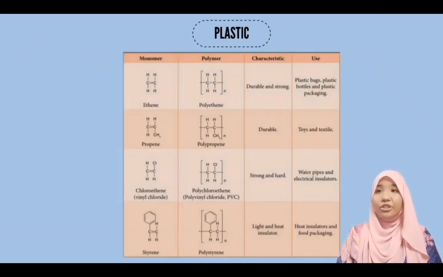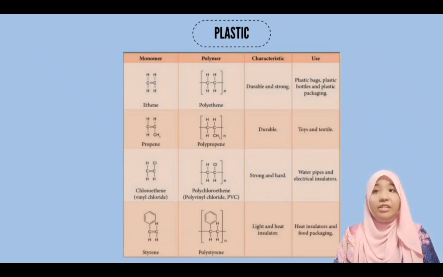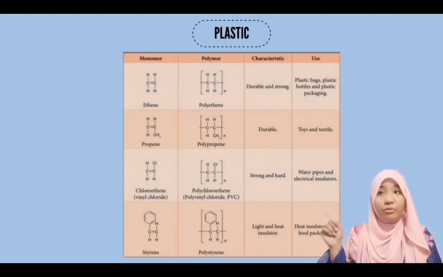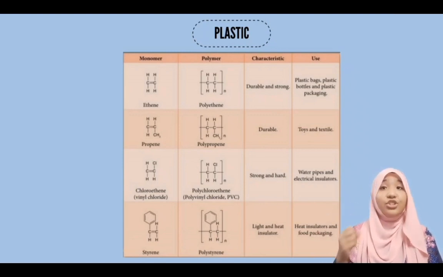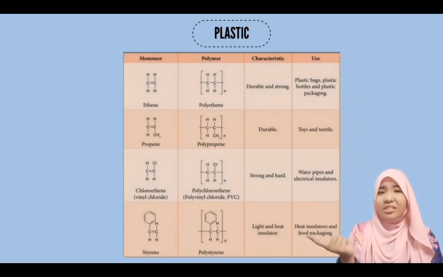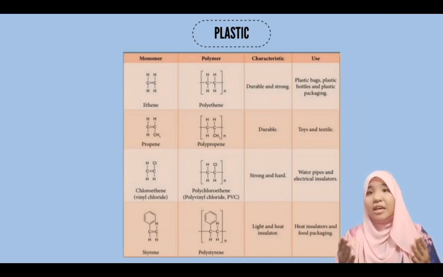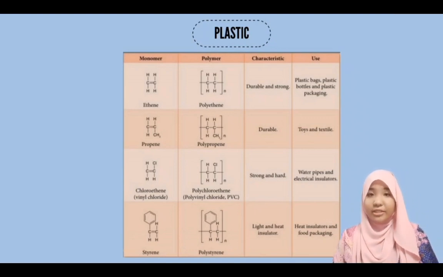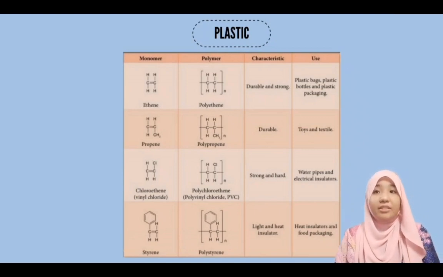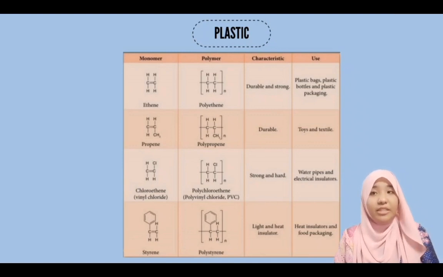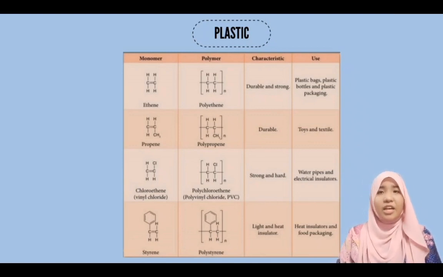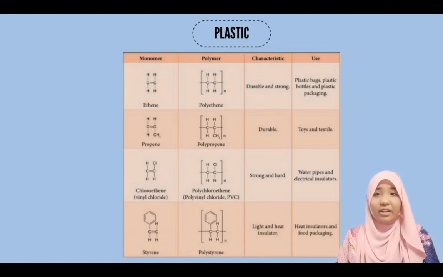Next is the structure of plastic for monomer and polymer. First is ethene for monomer, and for polymer is polyethylene. The characteristics are durable and strong. The uses are usually plastic bags, plastic bottles, and plastic packaging. Second is propene for monomer, and for polymer is polypropene. Polypropene is very durable. It is usually used for toys and textiles.